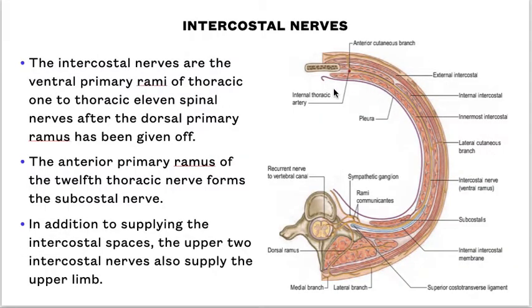Now, what is an intercostal nerve? The intercostal nerves are the ventral primary rami of thoracic 1 to thoracic 11 spinal nerves after the dorsal primary ramus has been given off. The anterior primary ramus of the 12th thoracic nerve forms the subcostal nerve. In addition to supplying the intercostal spaces, the upper two intercostal nerves also supply the upper limb.